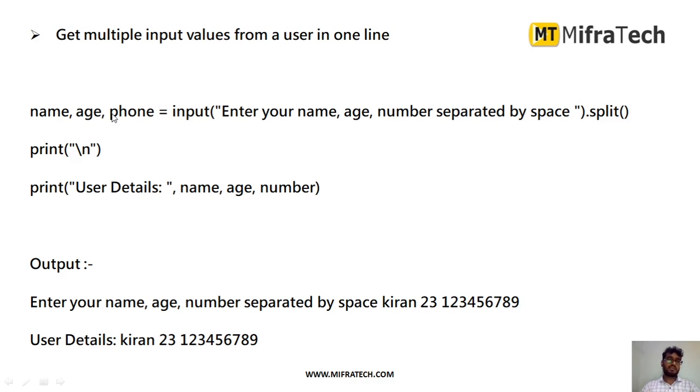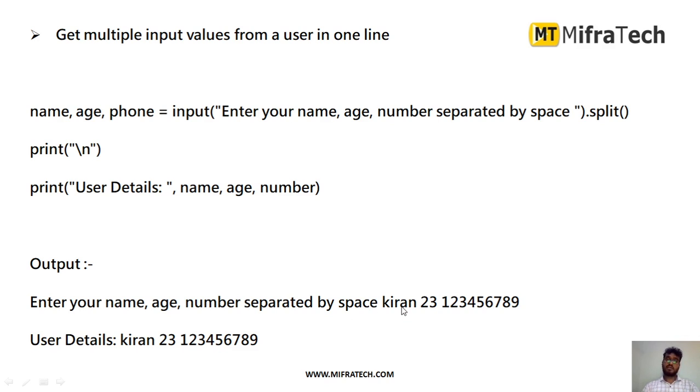So as you can see in this example, I am accepting name, age, phone is equal to input of. I am asking a user to enter name, age, number separated by space, dot split of. Using this dot split, after the user enters one value and gives a space and enters the next, that will be stored in the next variable, age. For example, as you can see in the output, enter your name, age and number, it will be displayed separated by space.